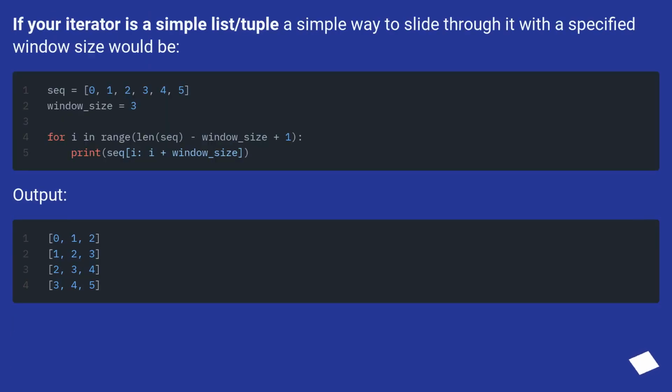If your iterator is a simple list/tuple, a simple way to slide through it with a specified window size would be this. Output.